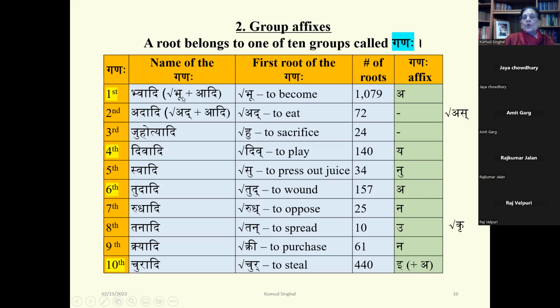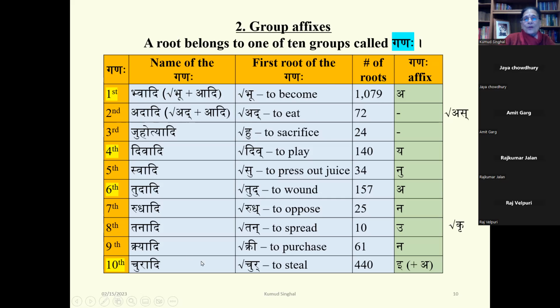So Bhu plus Adi. Adi means etc. So Bhu plus Adi, there is an Ayadi Sandhi here. That's why it becomes Bhavadi. And it has about 1,000 plus roots, so it has more than the total number of roots.